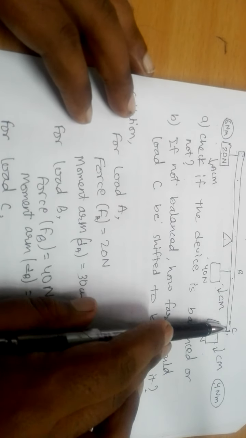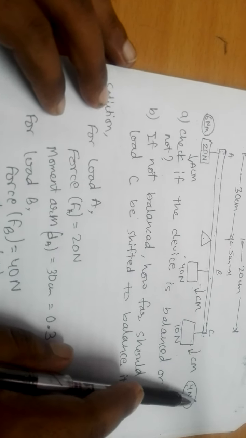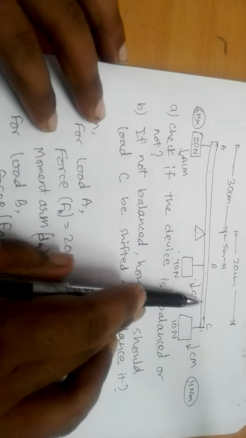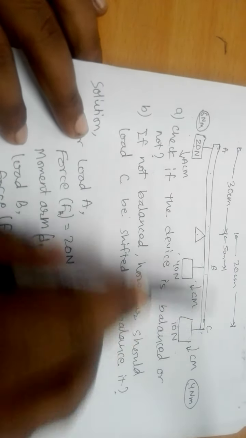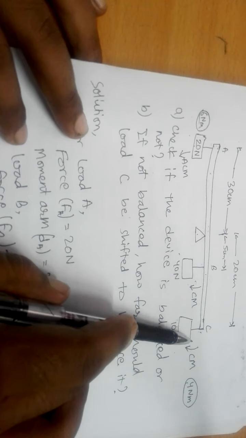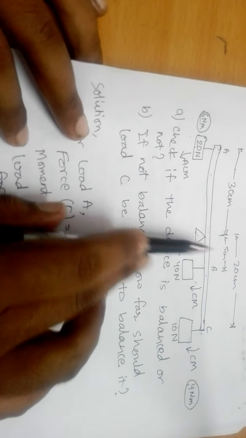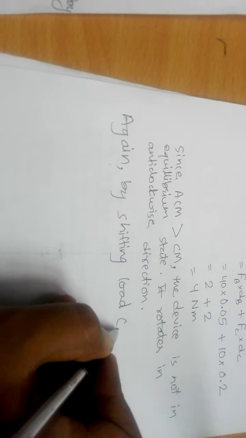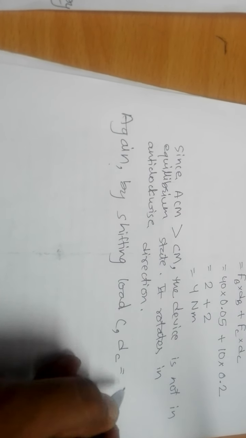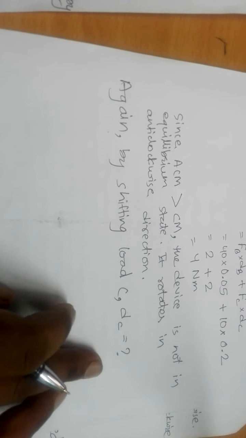So to balance it, you need to shift load C, whether closer to the fulcrum or farther than the fulcrum. We don't know that, but we can assume that we don't know the distance of C from the fulcrum. To what distance it should be shifted to balance, we don't know. So by shifting load C, we can say DC is equal to what? DC means the moment arm of C.